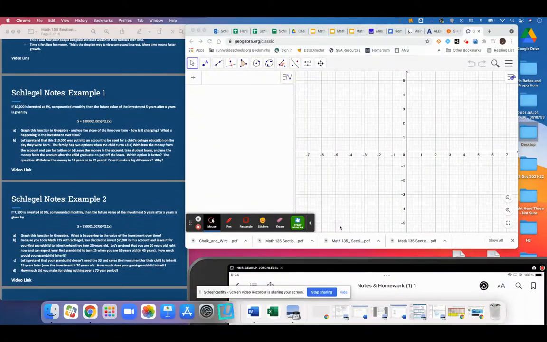So we are back with example one, and we've got $10,000. There should be a dollar sign there. I will fix that in the Google Slides. $10,000 is invested at 6% compounded monthly.